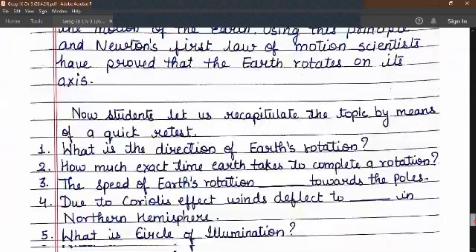Now, students, this is all about Earth's rotation. Now, let us recapitulate the topic by means of a quick retest. Your questions are: first, what is the direction of Earth's rotation? Number 2, how much exact time does Earth take to complete a rotation? Number 3, the speed of Earth's rotation dash towards the poles. Number 4, due to Coriolis effect, winds deflect to dash in the northern hemisphere. And number 5, what is circle of illumination?